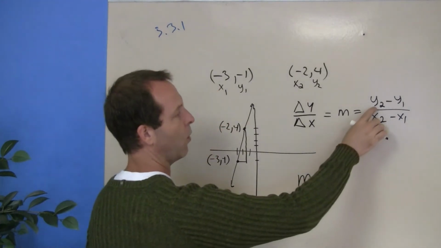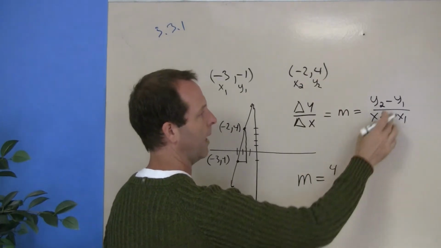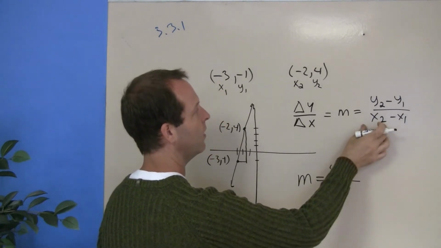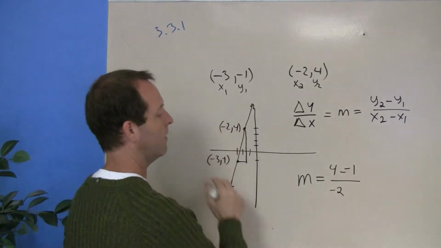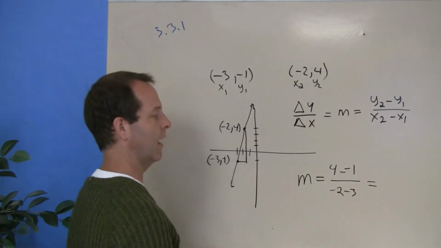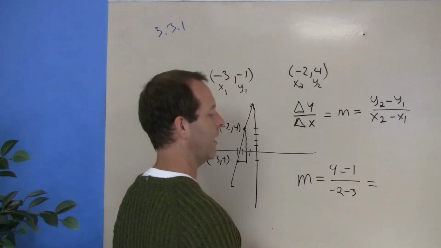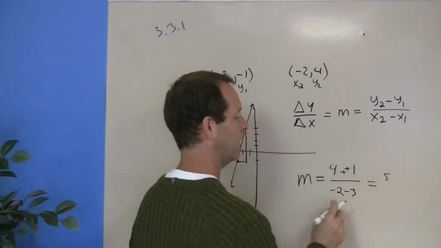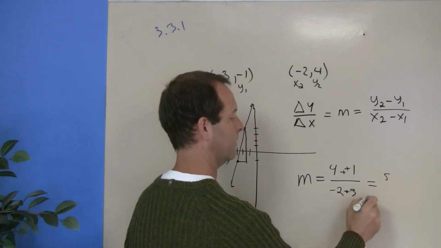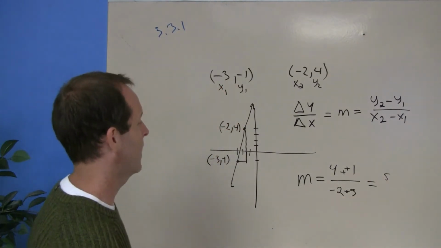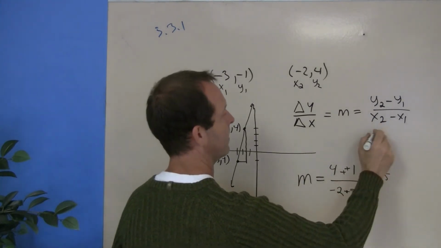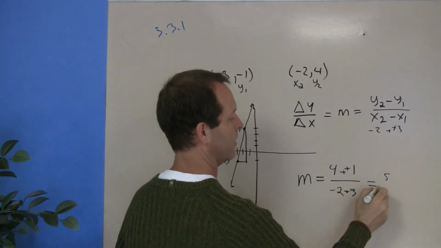and plug in, where's my y2 value? It's a 4. My y1 value is a -1. My x2 value is a -2. And my x1 value is a -3. I can add those together. 4 minus a -1 is a 5. And -2, take away -3, is a 1.